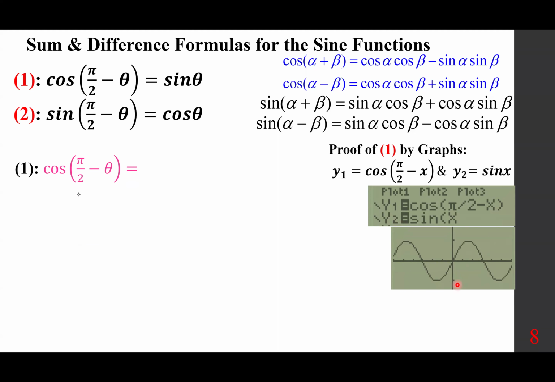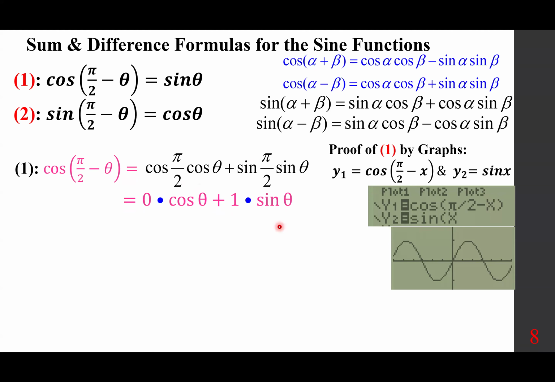However, we can also use cosine of alpha minus beta, which is cosine alpha cosine beta plus sine alpha sine beta. So cosine of pi over 2 cosine theta plus sine of pi over 2 sine theta. That's the proof analytically. And cosine of pi over 2 we should know is 0, sine of pi over 2 we should know is 1. Obviously, this becomes 0 and this becomes sine theta. And that's the proof that cosine of pi over 2 minus theta is sine theta.